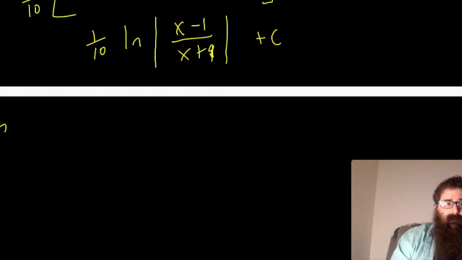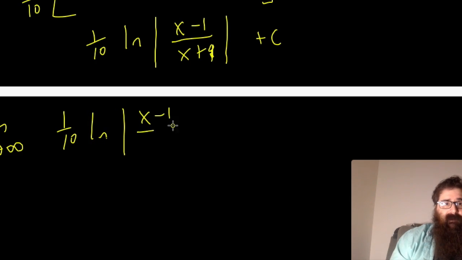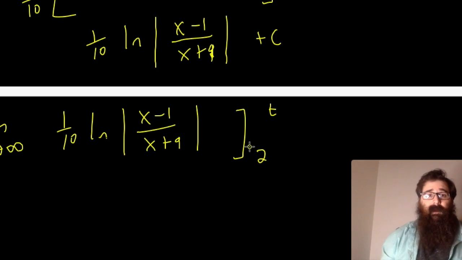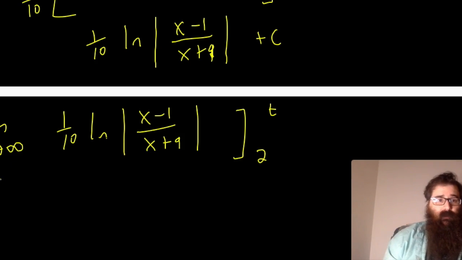Limit as t goes to infinity. And here I have 1 over 10, natural log absolute value of x minus 1 over x plus 9. And this should be from 2 to t. Now I want to plug in my upper bound and my lower bound and subtract in between.